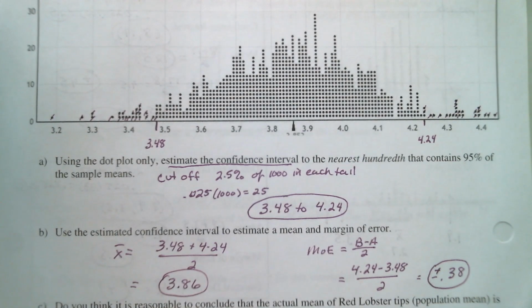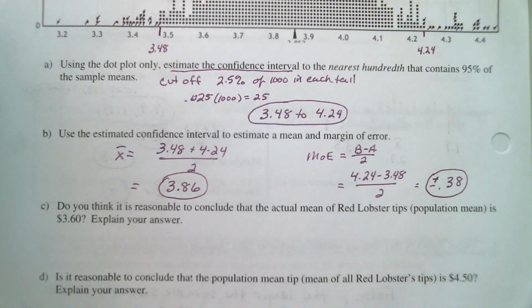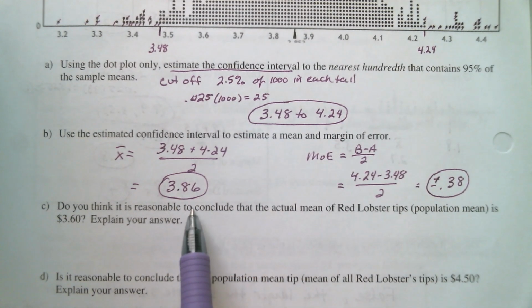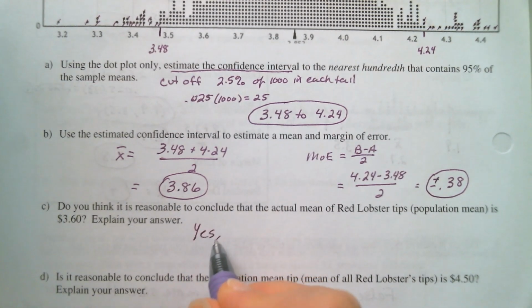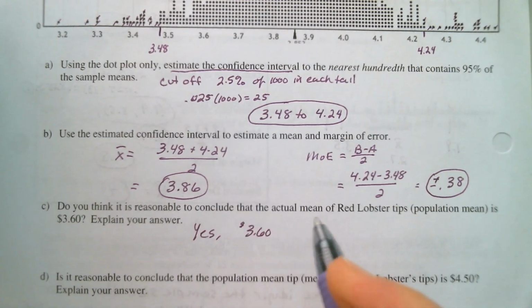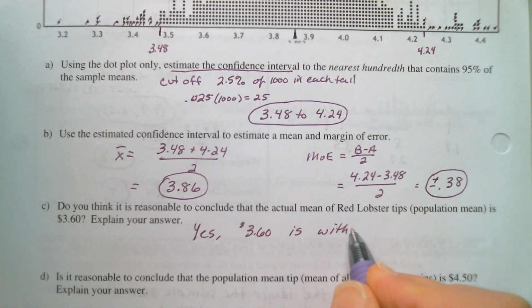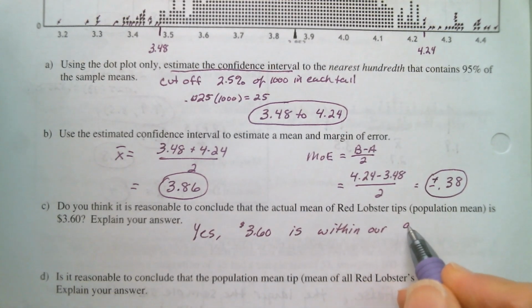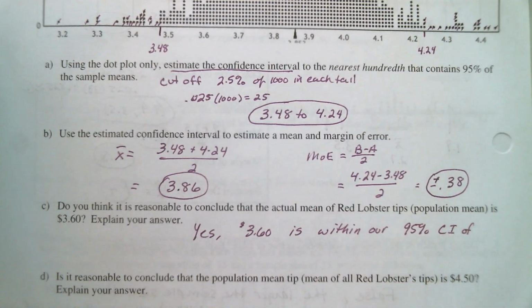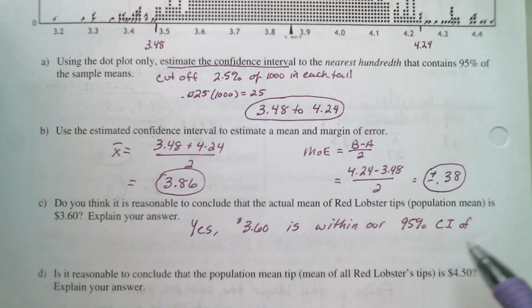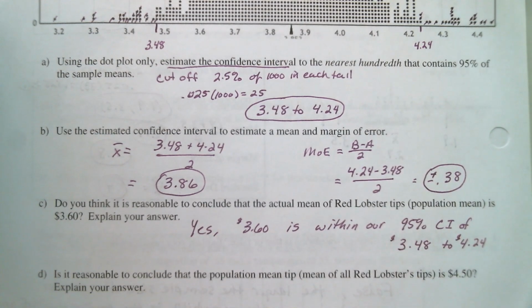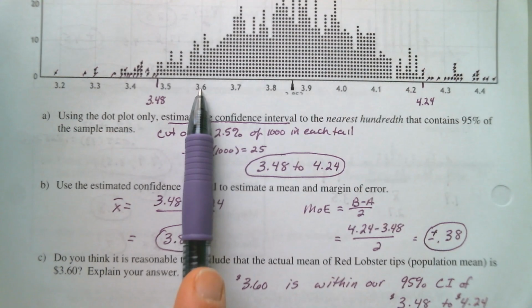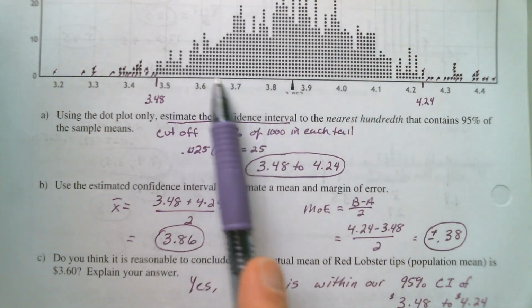Do you think it is reasonable to conclude that the actual mean of Red Lobster tips, the population mean, is $3.60? Explain your answer. Well, our question is, is $3.60 in our confidence interval? It is. So yes, $3.60 is within our confidence interval. So it is within our 95% confidence interval of $3.48 to $4.24. And $3.60 would be here. Right? Which again, looking at this, it lies within our 95%.